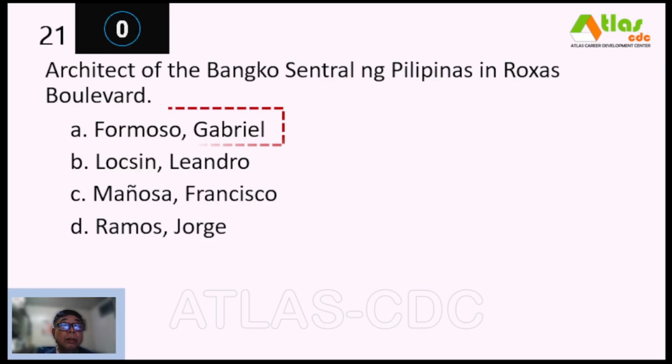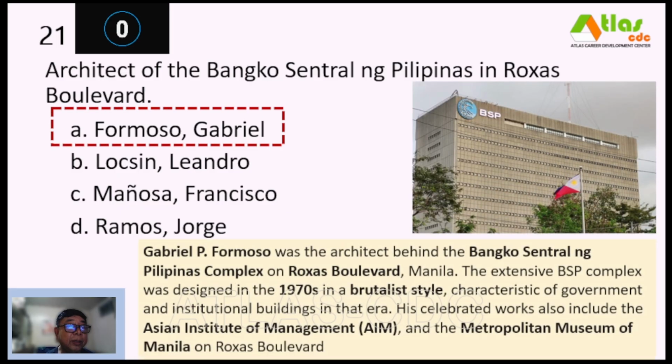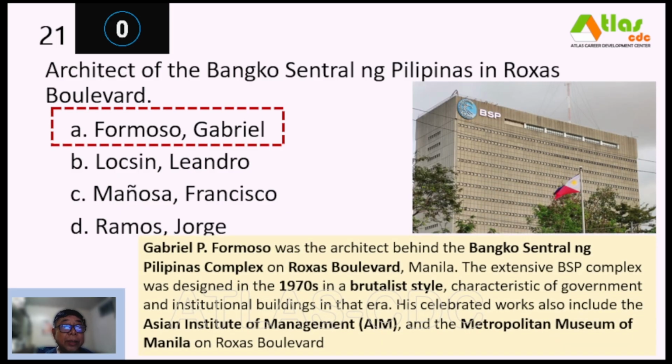And our correct answer is letter A, Formoso Gabriel. So Gabriel P. Formoso was the architect behind the Bangko Sentral ng Pilipinas complex on Rojas Boulevard, Manila. The extensive BSP complex was designed in the 1970s in a brutalist style, characteristic of government institutional buildings in that era. His celebrated works also include the Asian Institute of Management, or AIM, and the Metropolitan Museum of Manila on Rojas Boulevard.